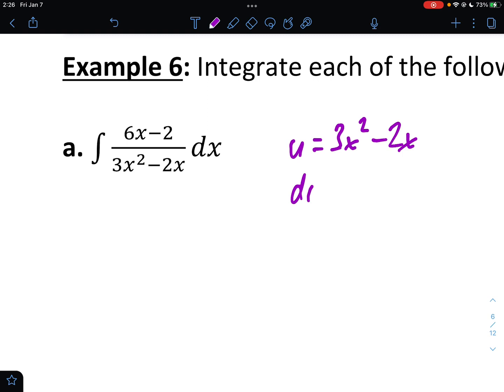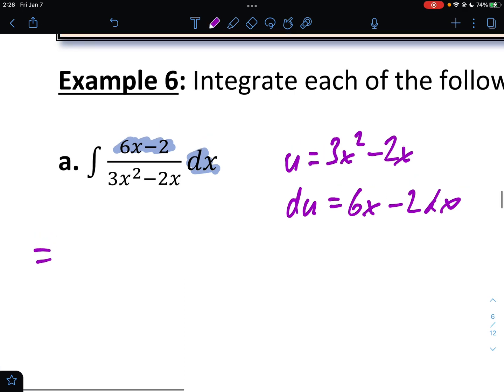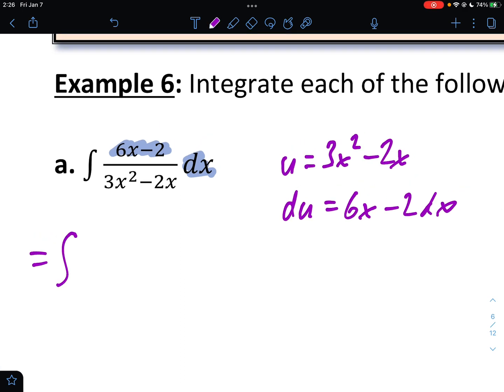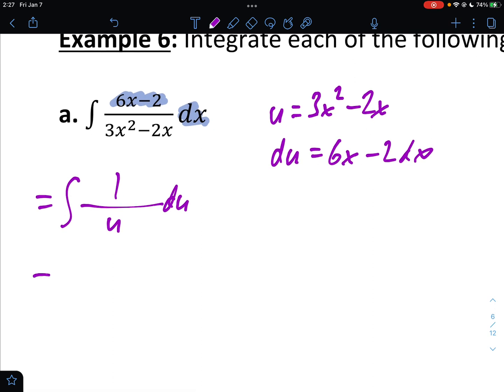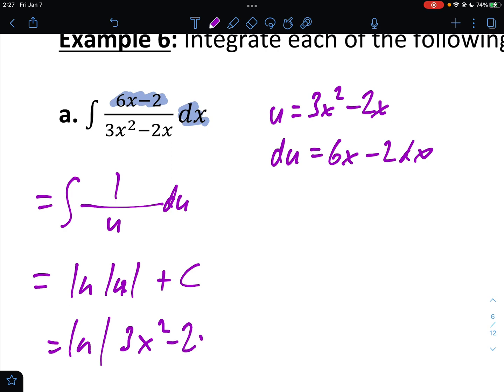If we take our derivative, we would get 6x minus 2 dx. Oh man, that's great. Look at that. 6x minus 2 dx is exactly what we want it to be. So I can replace the entire numerator and dx with just a du, and the whole denominator becomes u, which is natural log of absolute value of u plus c. And back substituting, we get natural log of the absolute value of 3x squared minus 2x plus c.